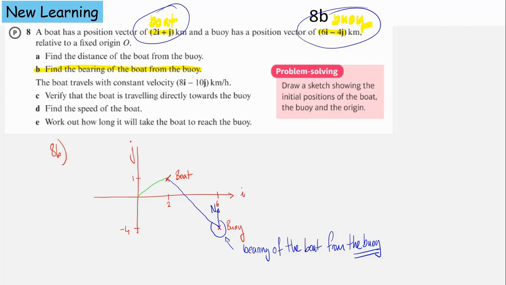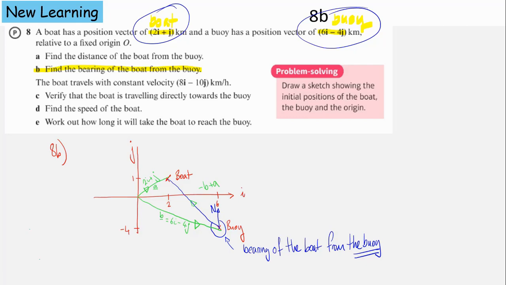That's my first position vector for the boat, 2i plus j. I'm going to call that vector a, just to make life a bit easier. I'm going to call this vector here vector b, and that's going to be the 6i minus 4j. Now, if I want to know about the bearing of the boat from the buoy, I would like to know something about this vector here. Let's put my directional arrows on there so I know what I'm looking at. So to get that, I would have to do negative b plus a. So it's negative b plus a.